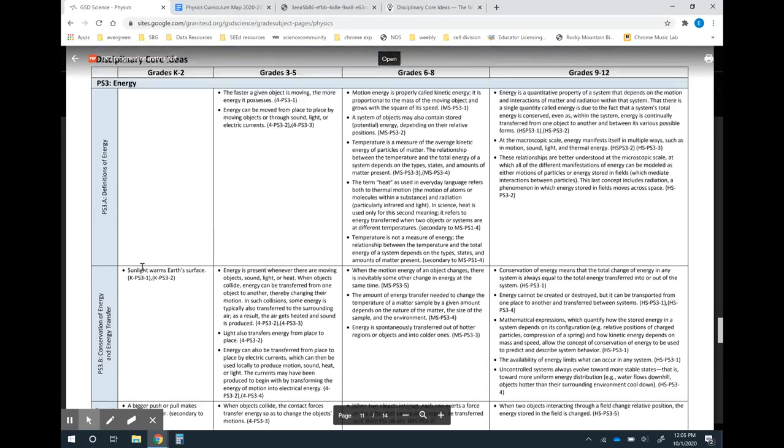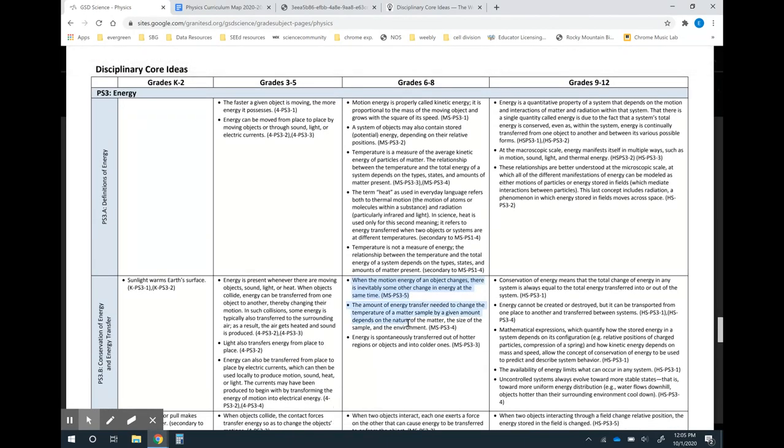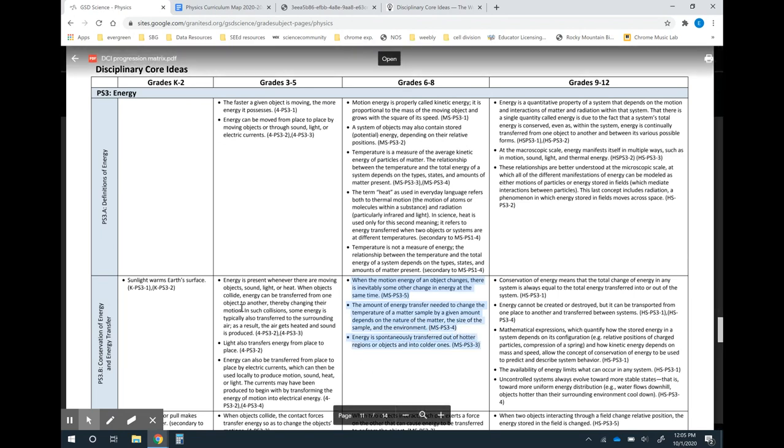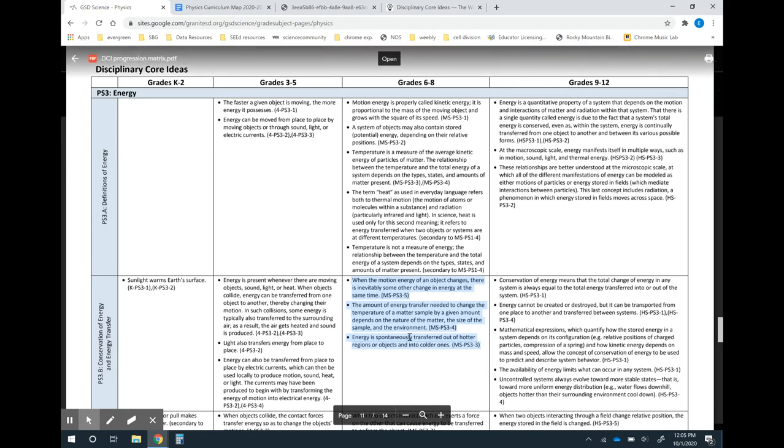And so I can use this if I am middle school. I can see that this is what I should be teaching. I can see what they should have been exposed to in elementary school. And I can also look and see where they're going in high school. And for high school teachers, you can see what they were learning in middle school.